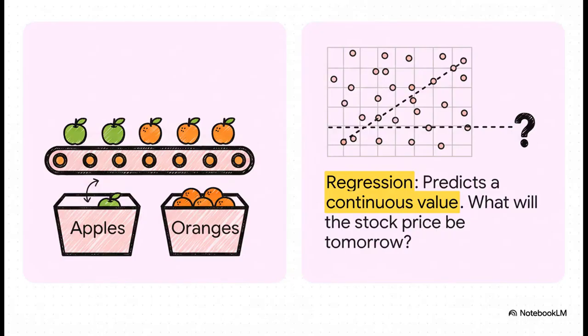Now, this supervised path splits into two main types of problems. On the left, we've got classification. This is all about sorting things into buckets. Is this email spam or not spam? Is this a picture of a dog, a cat, or a bird? Then on the right, you've got regression, which is all about predicting a specific number, like what will the price of this house be, or what will the stock price be tomorrow?